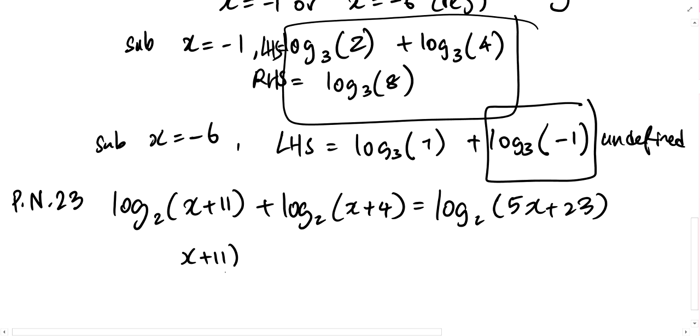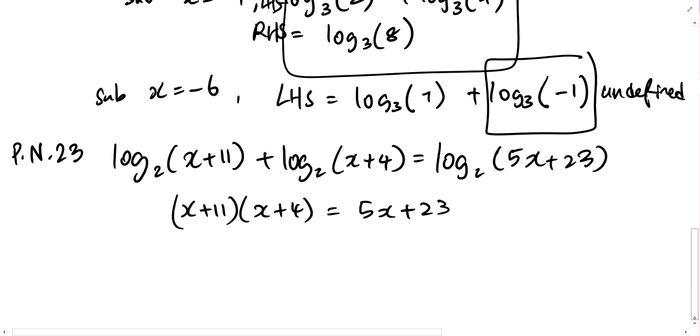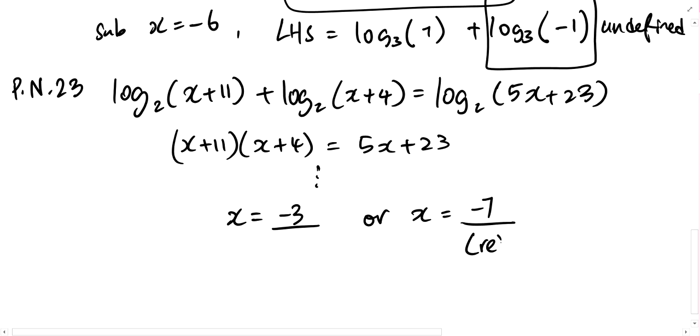(x + 11)(x + 4) = 5x + 23. This is the quadratic equation that you can solve by yourself. You will end up with two values of x again. Can somebody give me the two values of x? -3 and? Are both acceptable? No. Which one is rejected? Okay. You don't need to show me the process of rejecting. You just need to tell me which one to reject. Okay?